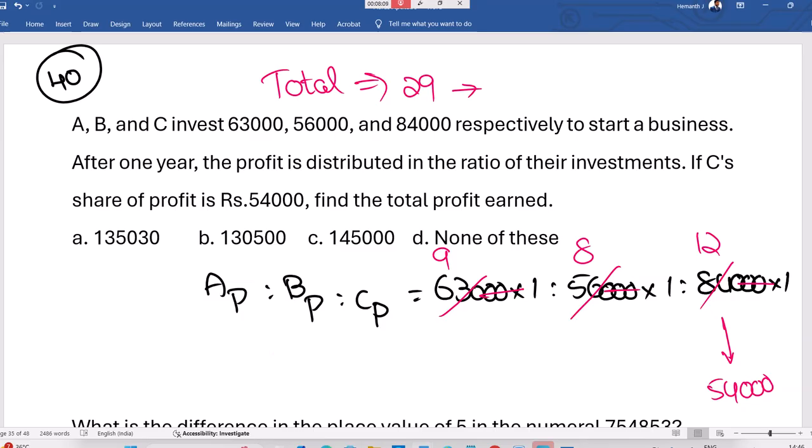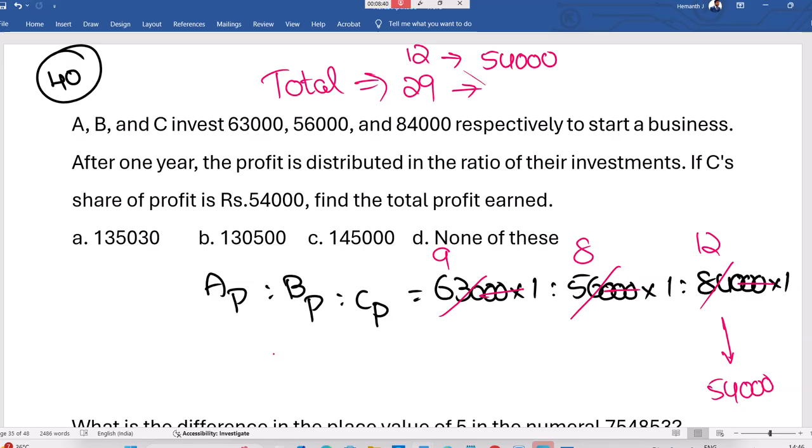Why does 12 represent 54,000? In the question, C's share is given as 54,000 already. Right. Then what does 29 represent? We can cross multiply. When 12 represents 54, what does 29 represent? Sir, 12 doubled is 24. 24 will be 1,08,000. Then what about the remaining 5?